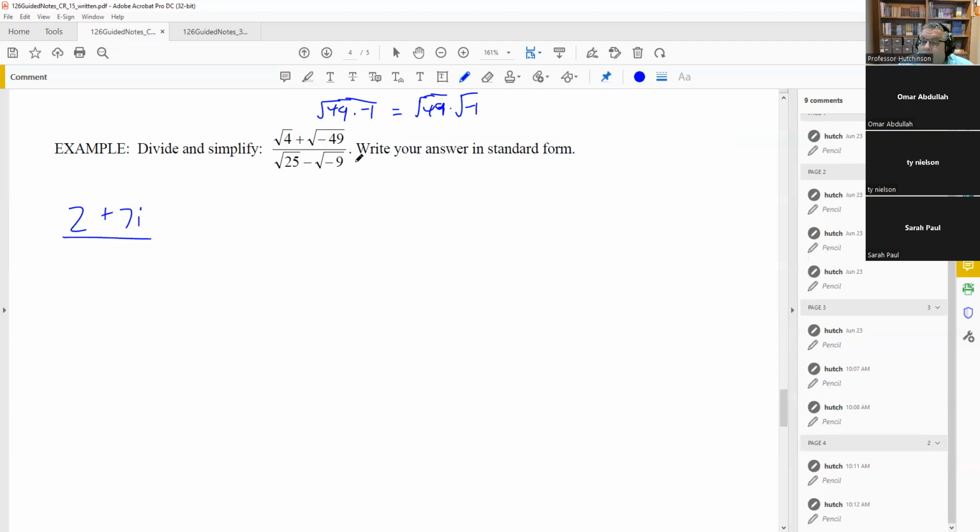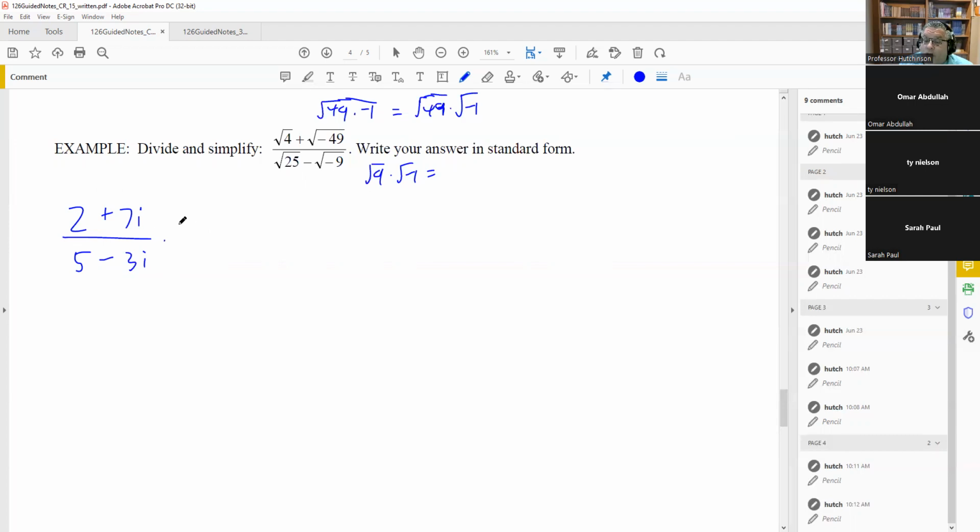Okay. Now the bottom one here, square root of 25, we can do that right away and get 5. We have a minus sign. This square root of 9 here, you can write that as square root of 9 times square root of -1. So we get a 3i as a result there when we break that up. Now we have it written out in proper form.